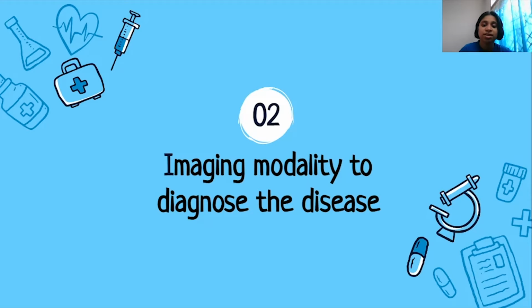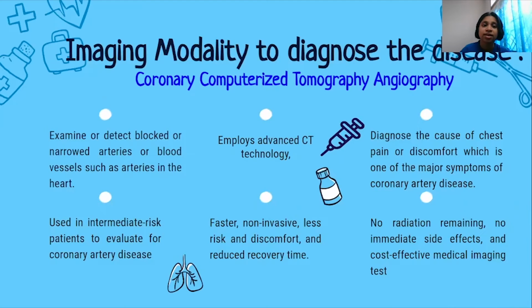So, moving to the imaging modality to diagnose the disease, we have chosen coronary computed tomography angiography as the suitable imaging modality to diagnose coronary artery disease. It is mainly used to detect blocked arteries and blood vessels in the heart. It employs advanced CT technology. CT angiography diagnoses the cause of chest pain, which is the major symptom of coronary artery disease. It is used in intermediate risk.